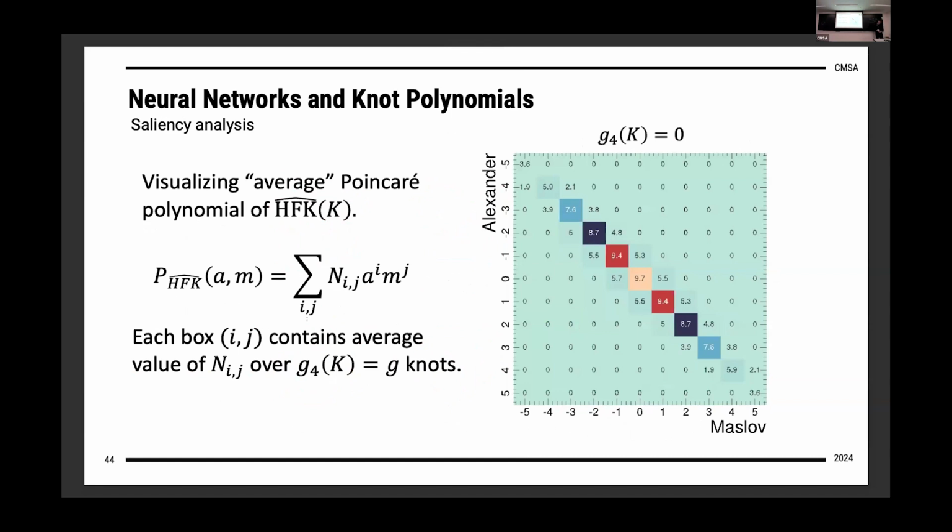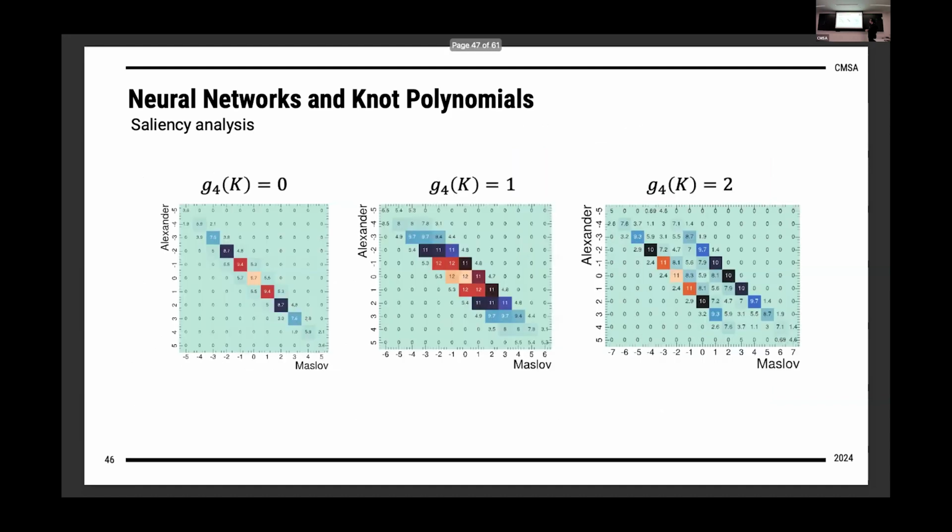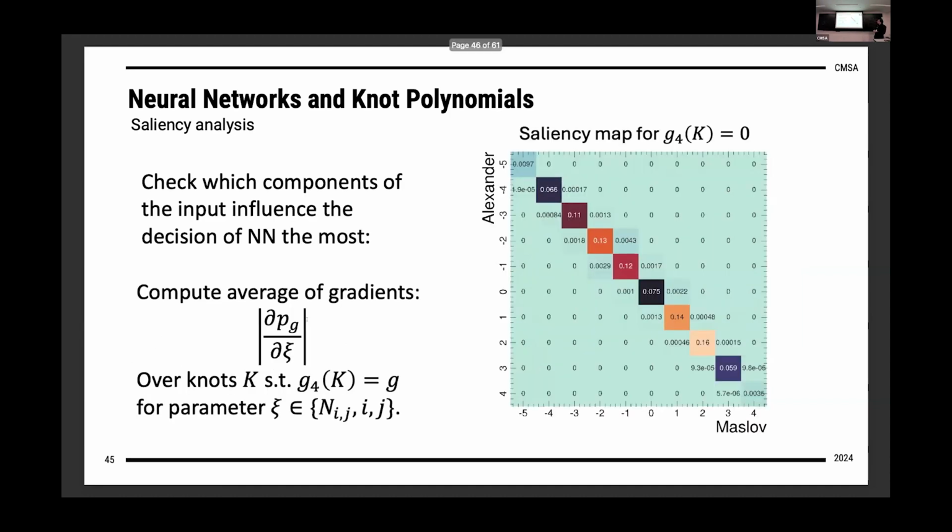So the next thing is essentially to try to visualize what the network actually tried to learn. If you look at the average values of the comparative polynomials for the given value of the smooth genus, you will notice that for slice knots, the indices or the degrees of Maslov and Alexander are essentially on the line. But as you keep increasing your genus, the two different lines sort of spread apart. And this is also captured by the neural networks.